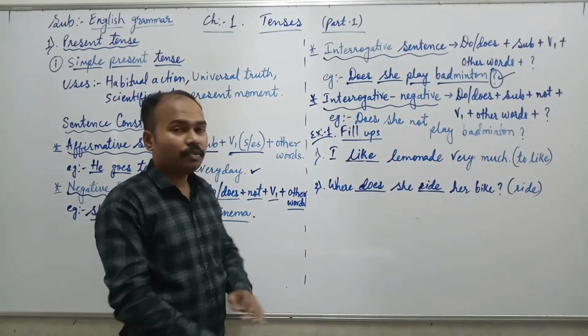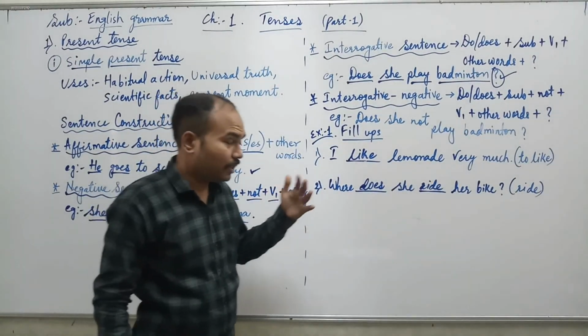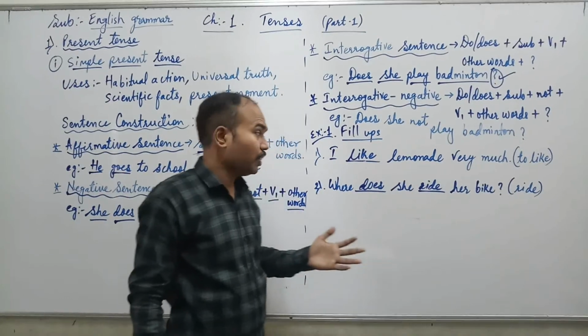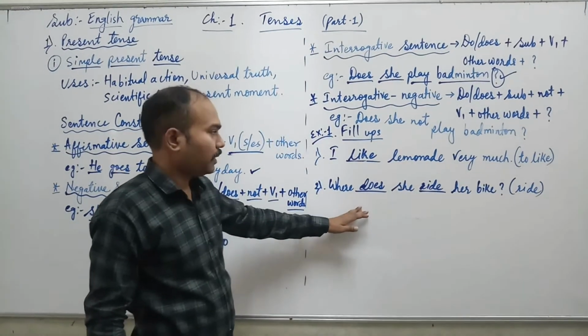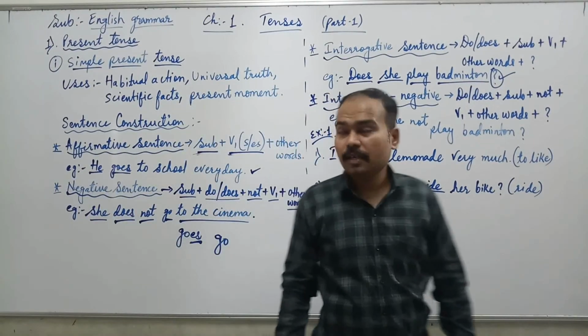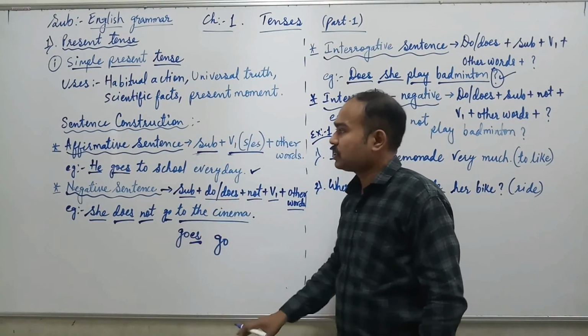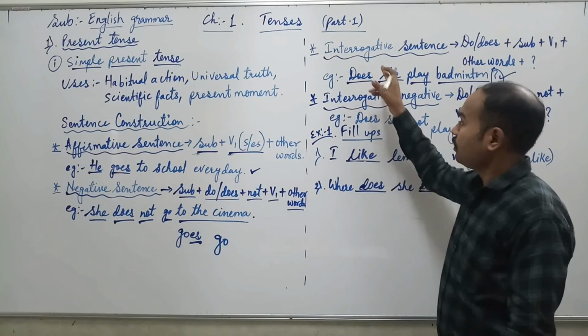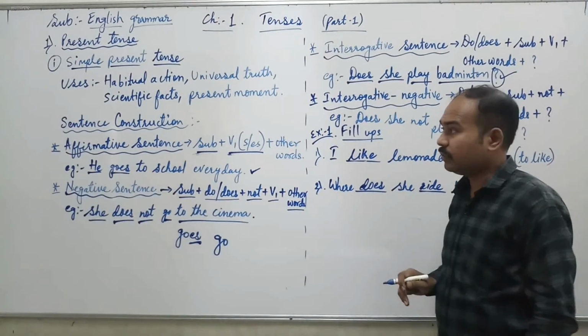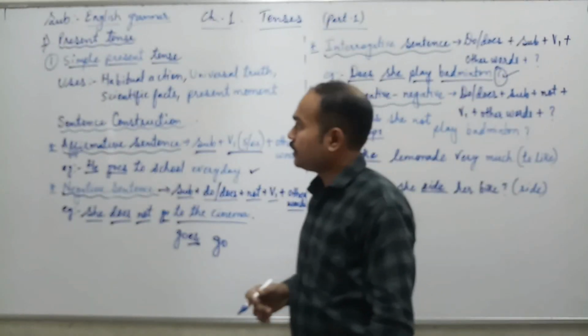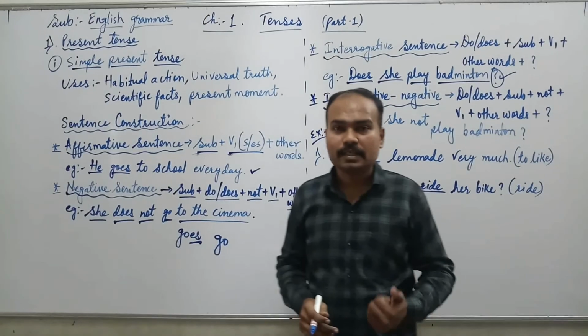When you go forward, you are going to get different types of difficult exercises. Okay, this is only a fill-up type exercise. So that's all. We have studied the construction of affirmative, negative, and interrogative negative sentences. So I hope you understand this. Okay, students. So that's all. Thank you.